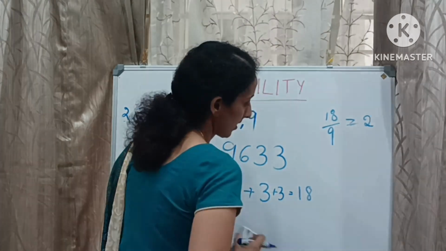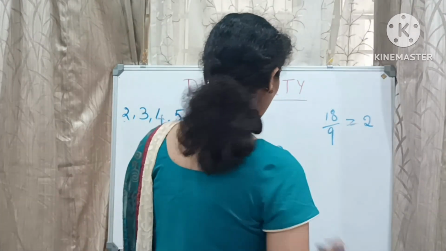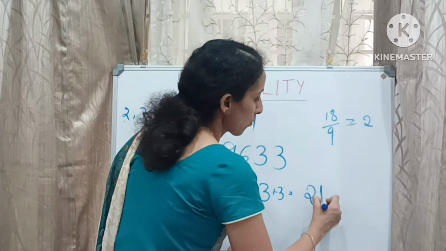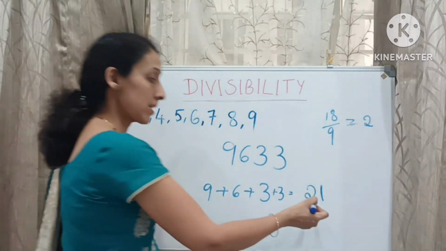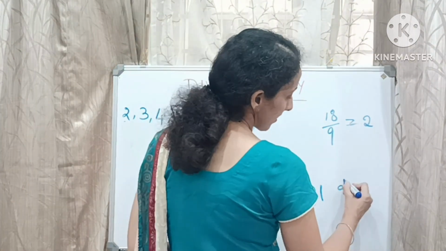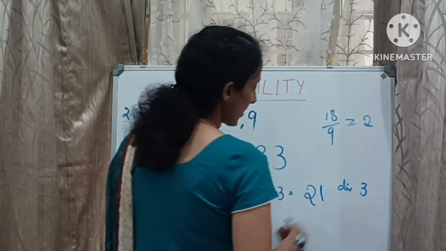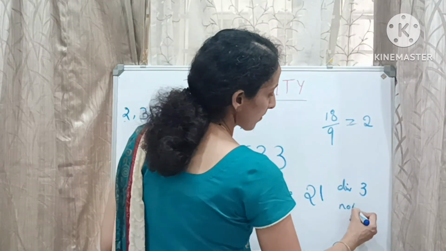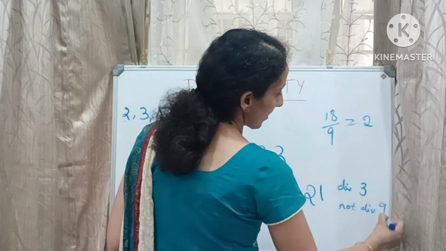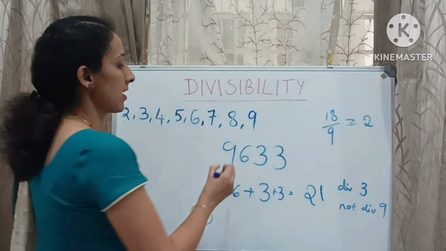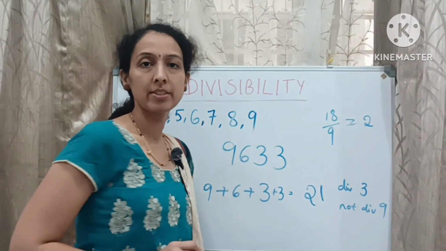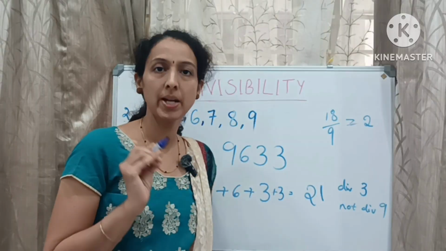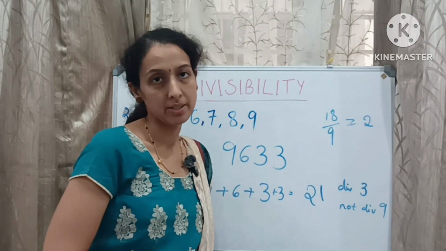when I do, this becomes 21. This 21 is divisible by 3 but not divisible by 9. That is why 9633 is not divisible by 9 but divisible by 3.